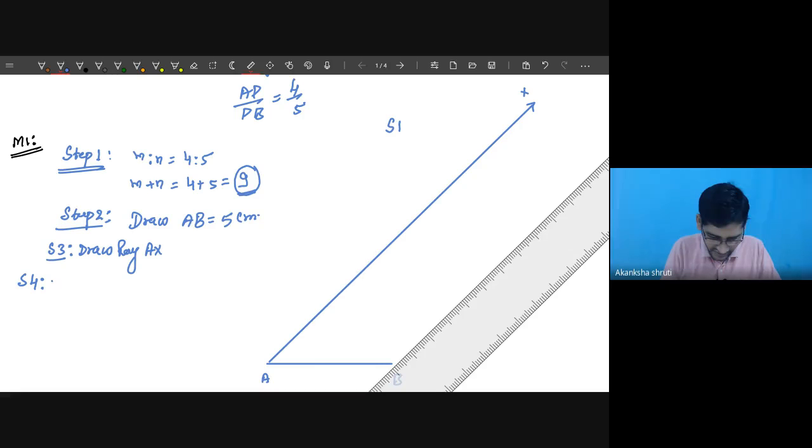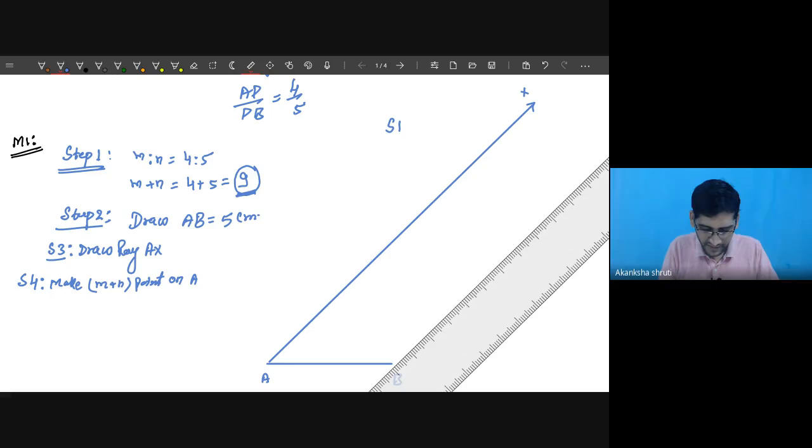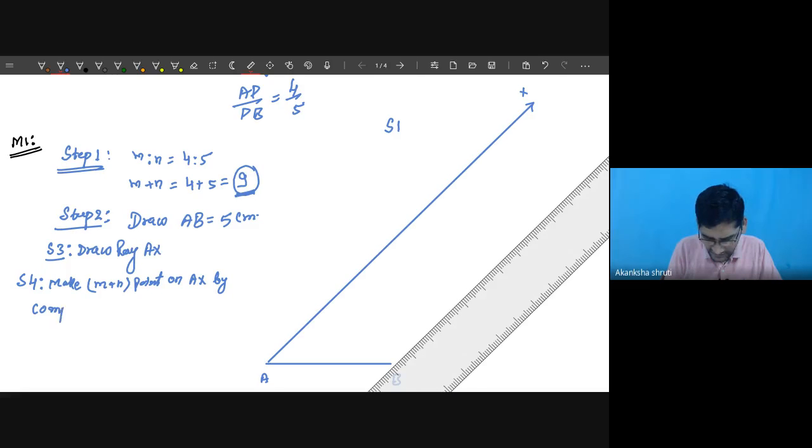So make 9 points, M plus N, this many points on AX by your compass, and all these should be equal. All these segments, you may keep the points here. Equidistant, not equidistant, but equal points. And all these segments must be equal.